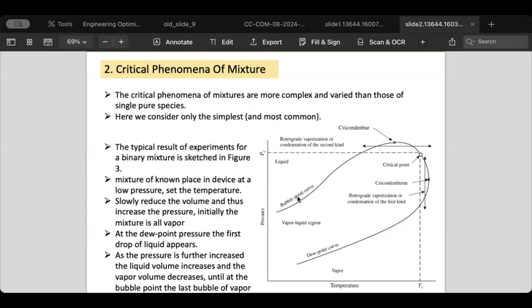This is what I explained to you. These are normal cases. But now consider this. What happens if our mixture is here at this point, somewhere at a temperature above Tc? Tc is the critical temperature. And we pressurize it. What happens? We reach this point.